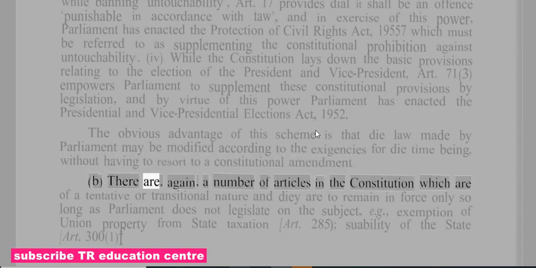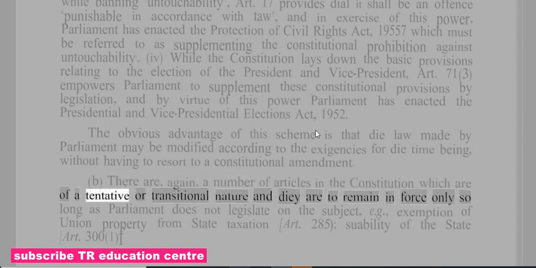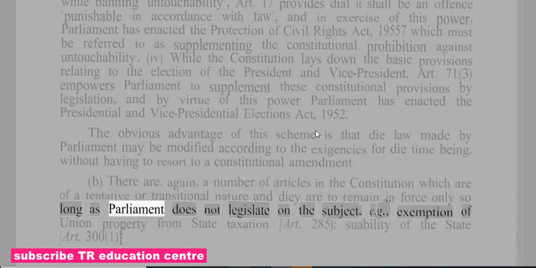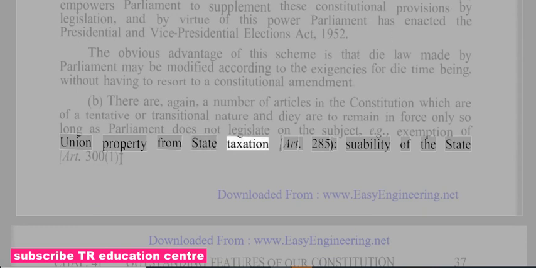B. There are, again, a number of articles in the Constitution which are of a tentative or transitional nature and they are to remain in force only so long as Parliament does not legislate on the subject, e.g., exemption of union property from state taxation, Art. 285, suability of the state.